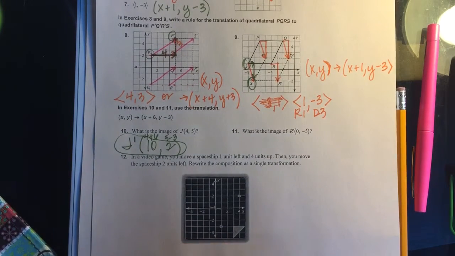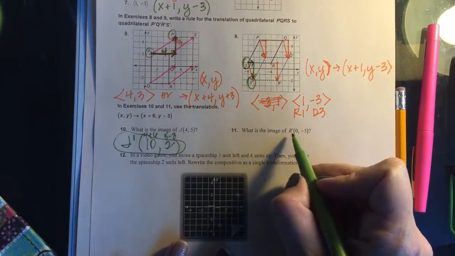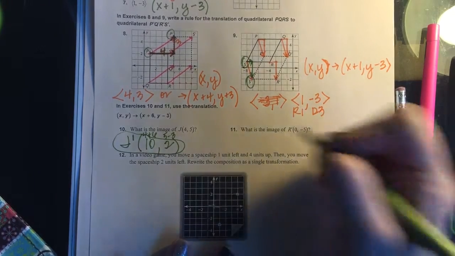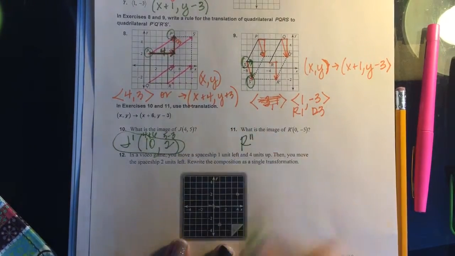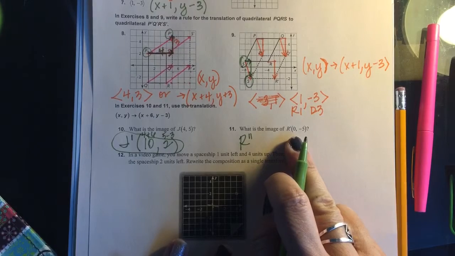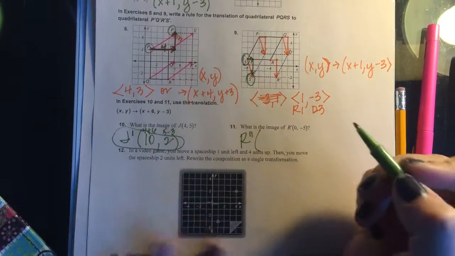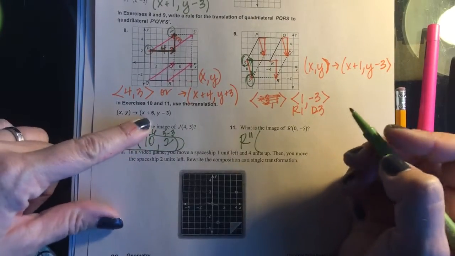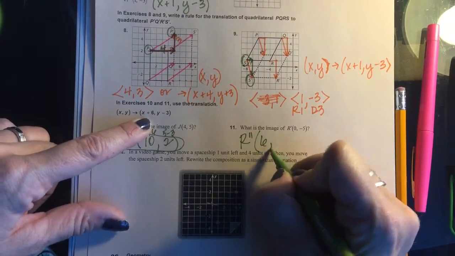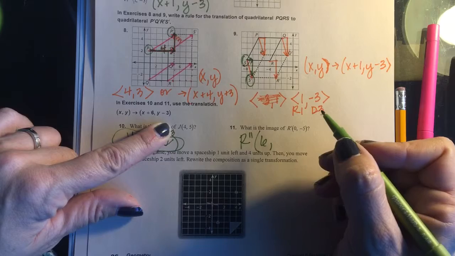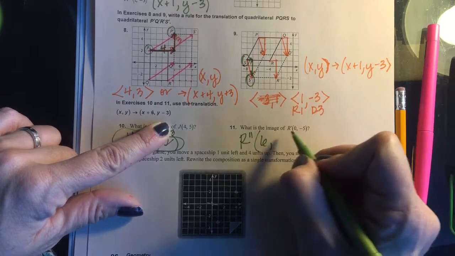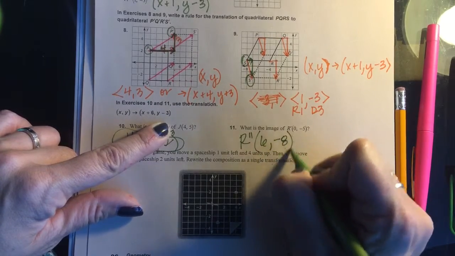Now, this one's interesting because they're asking, what's the image of JR prime? I'm going to call it R double prime. We must have moved from some R to get to here. What's going to happen to 0 when I go right 6? What's going to happen to negative 5 when I go down 3? Negative 5 minus another 3 is going to take me to negative 8.